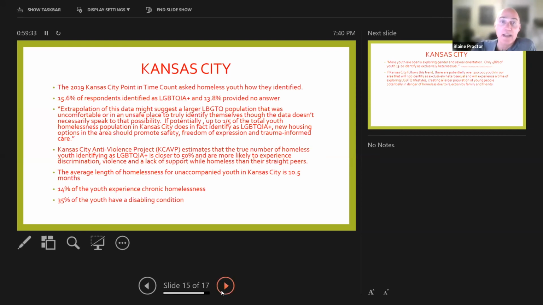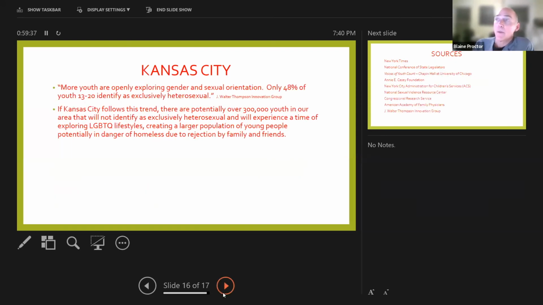35% of the youth have a disabling condition. And the J. Walter Thompson Innovation Group said that more youth are openly exploring gender and sexual orientation. Only 48% of youth between the ages of 13 and 20 identify as exclusively heterosexual. If Kansas City follows this trend, there are potentially over 300,000 youth in our area that will not identify as exclusively heterosexual, and will experience a time of exploring LGBTQ plus lifestyles, creating a larger population of young people potentially in danger of homelessness due to rejection by family and friends.